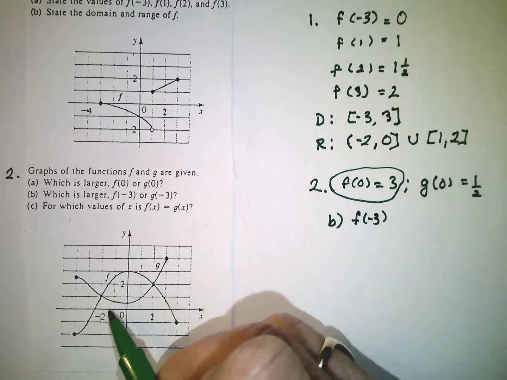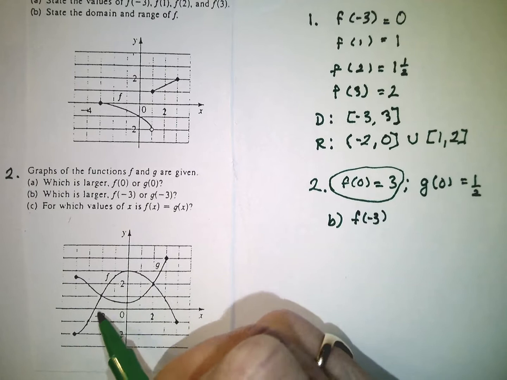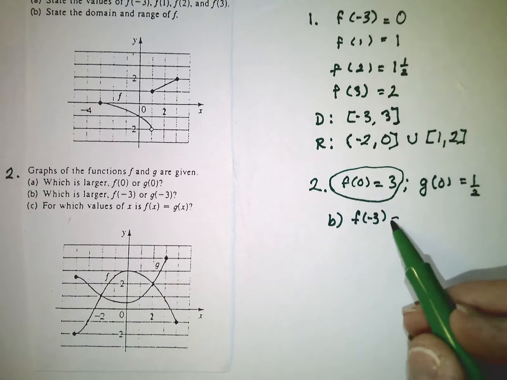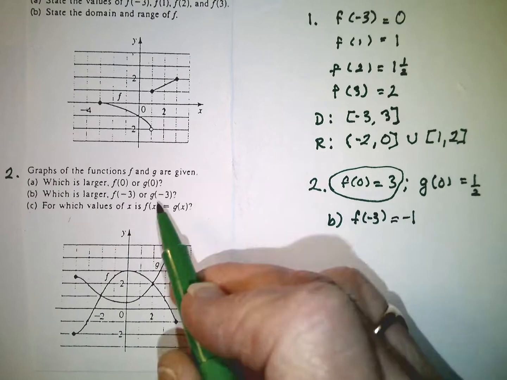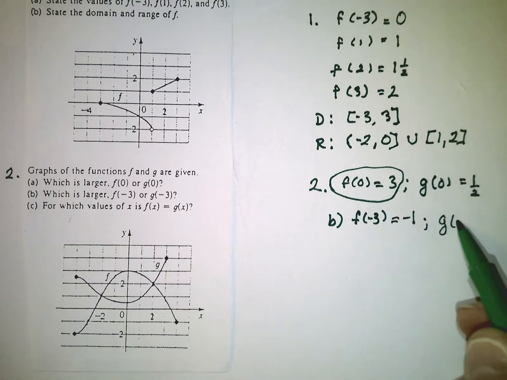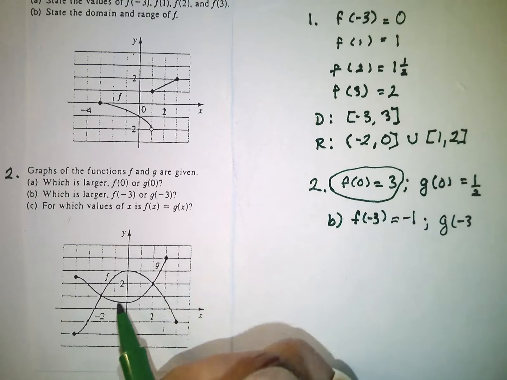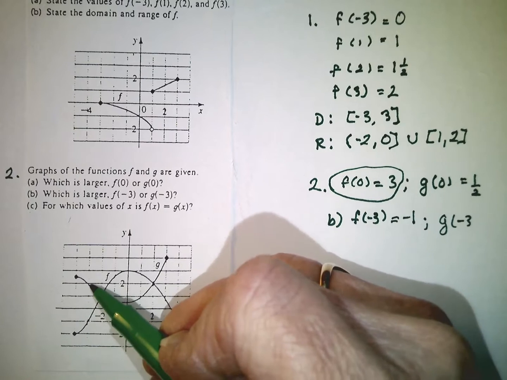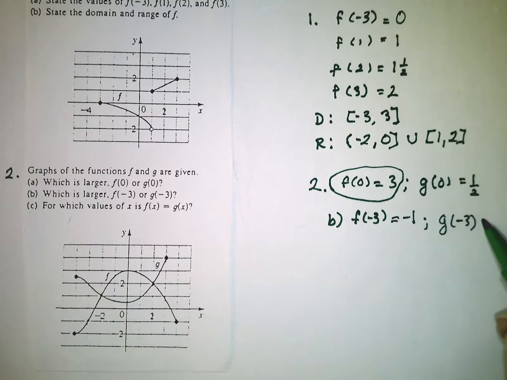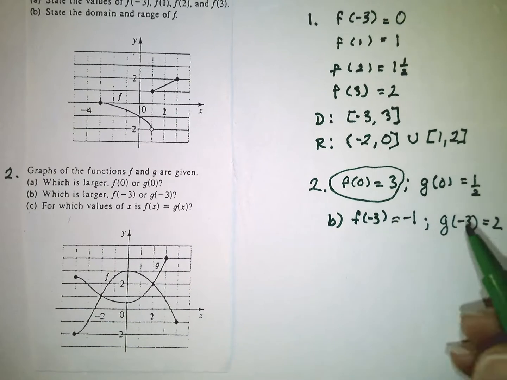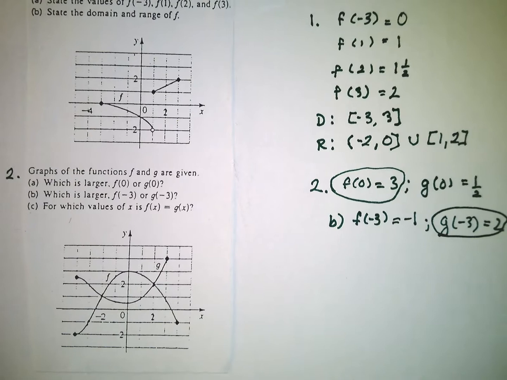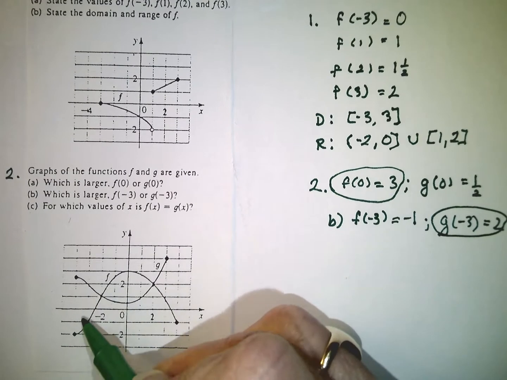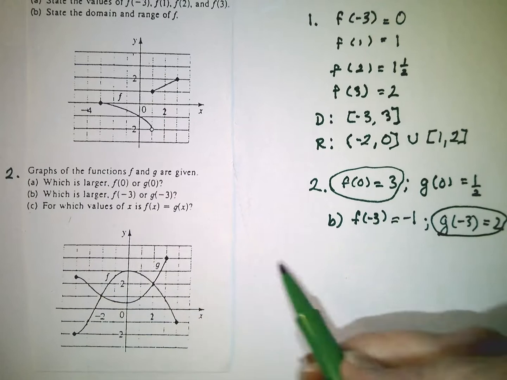Okay, so f of -3 is, well, this is the f function. At -3, it appears to be about, it's hard to see from this graph, about -1. And g of -3, so that's the g function, at -3, it appears to be at about +2. So in this case, who's the larger? The g function. And we could have told that without actually finding the values, just by looking at the graphs.